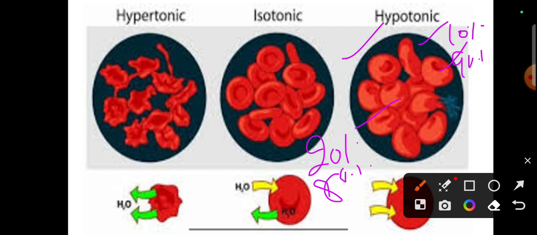In this case, water particles will move into the cell, because water has a tendency to move through osmosis from its higher concentration to its lower concentration. So in this case, the cell will swell up and ultimately it will lyse, or we can say it will burst out.